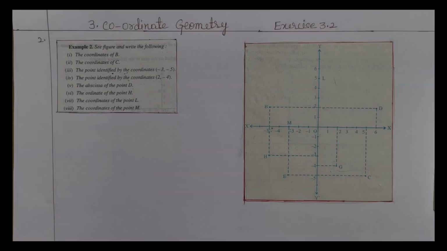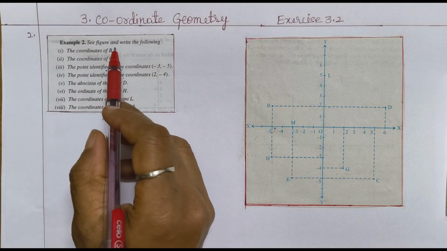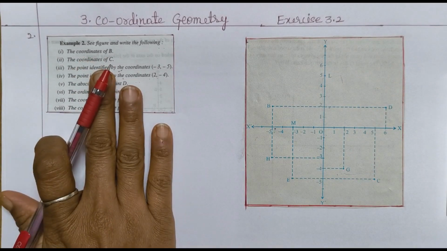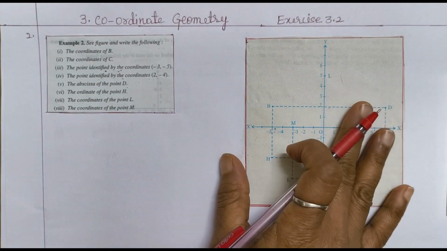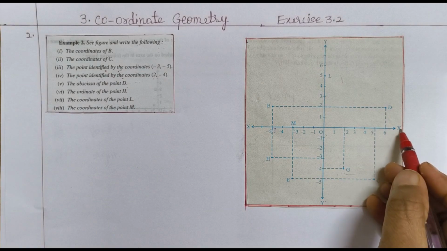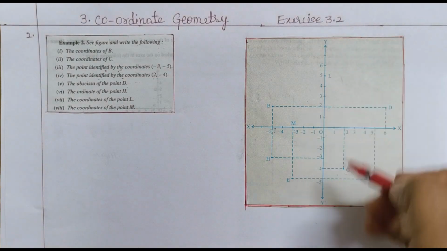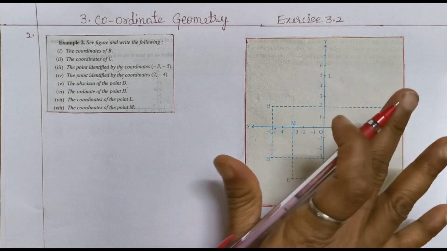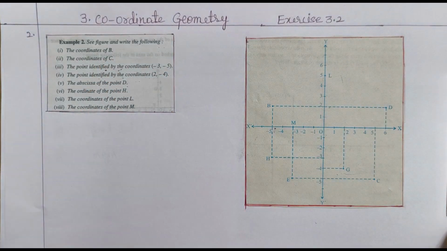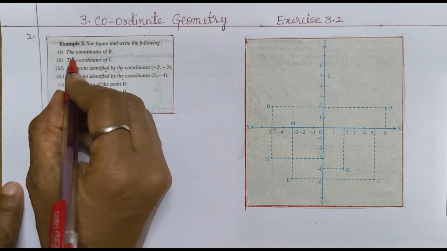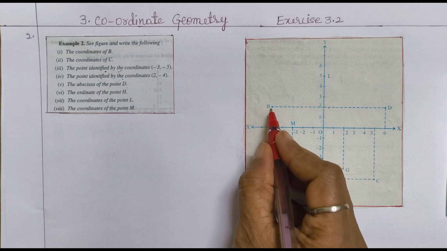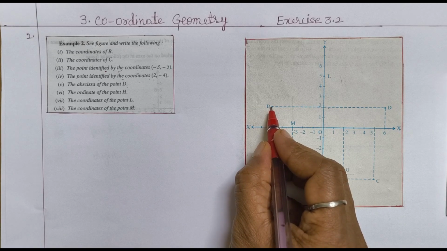Okay. Now the second question. See the figure and write the following. You see the diagram and write all the answers. See here, the horizontal line X dash and the vertical line Y dash are there. Some plottings are also there. We will see this diagram and write the answers. Carefully listen. First question, what is there? The coordinates of B. Where is B? Here is B. We will write the coordinates of B.